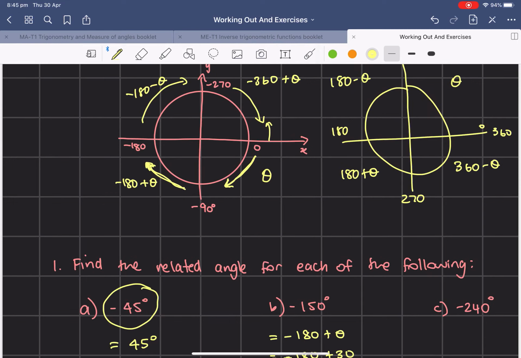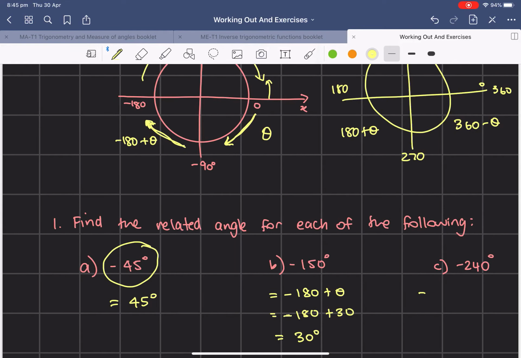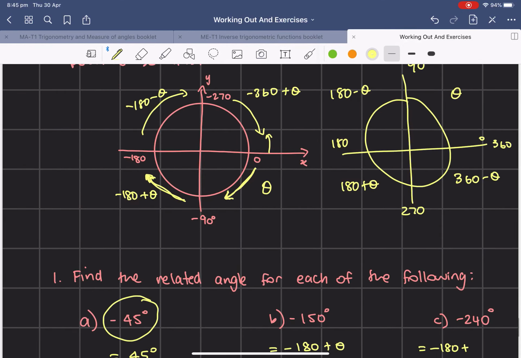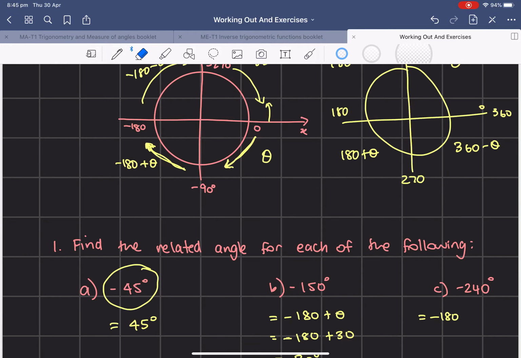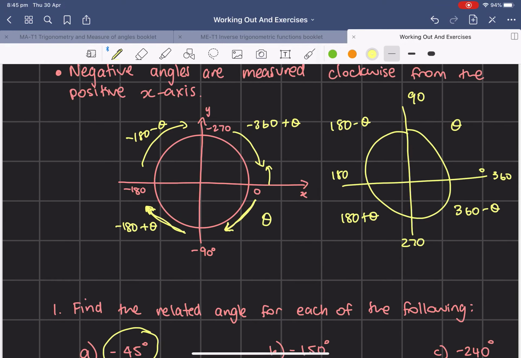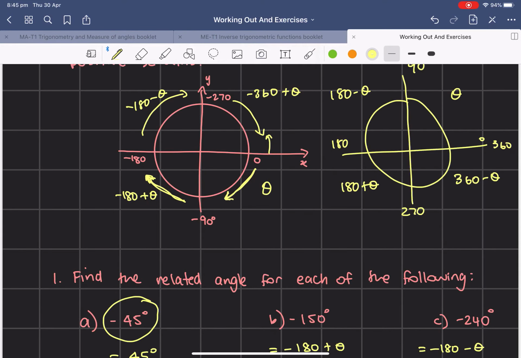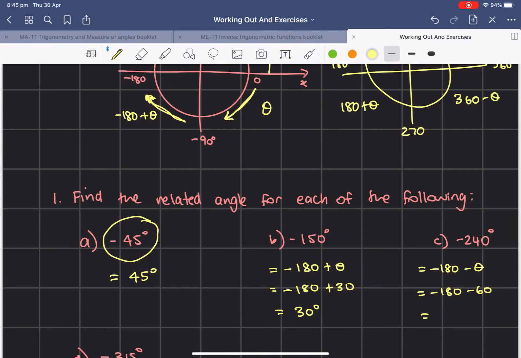Okay, negative 240, that's in the third quadrant. So in the third quadrant, we find the reference angle by doing negative 180 minus theta. So negative 180 minus 60 is going to give me negative 240. So it's going to be 60 degrees.